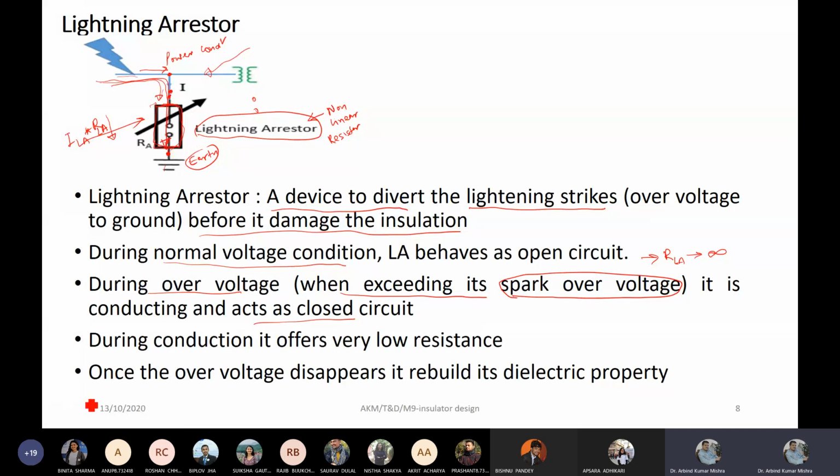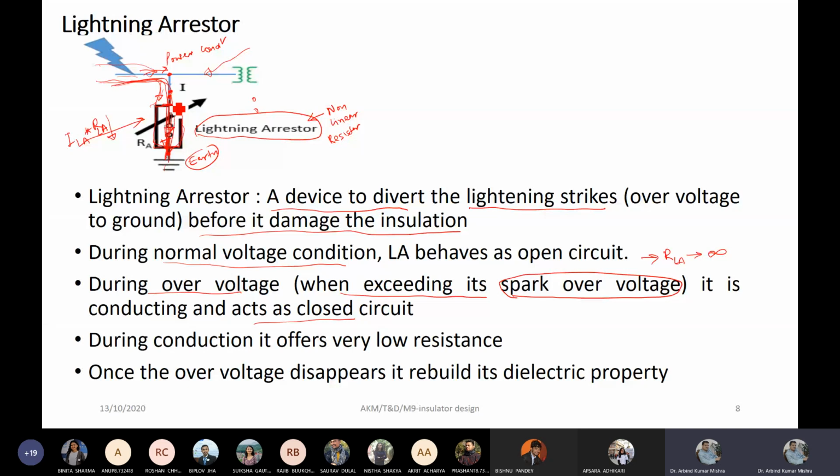Another important point is that this lightning strike lasts only for a microsecond, and after a few microseconds it vanishes automatically. You have an insulator, and across this insulator a very high voltage appeared. Because of that it starts conducting. Now that voltage has disappeared, but you must remember that this path is already conducting, ionized.